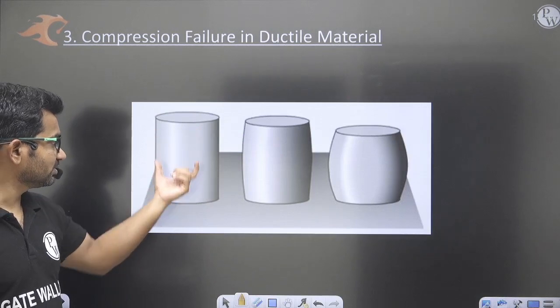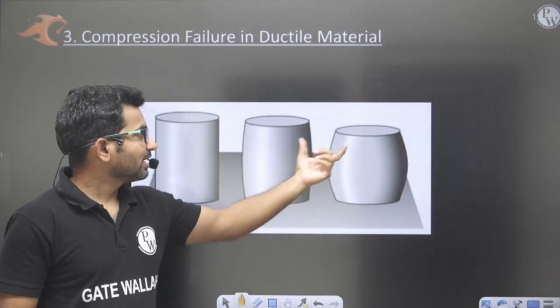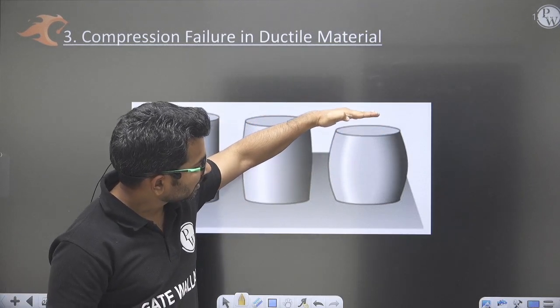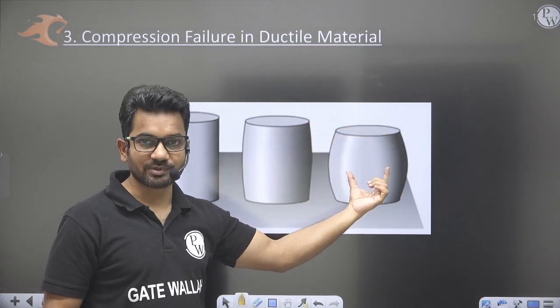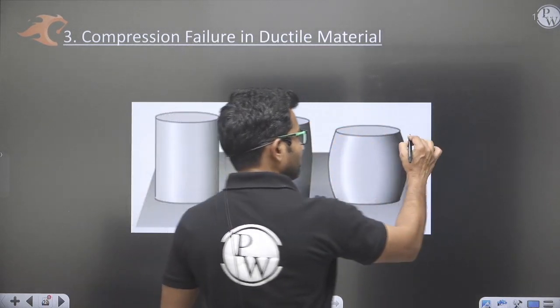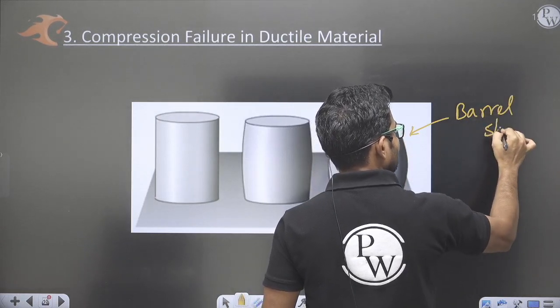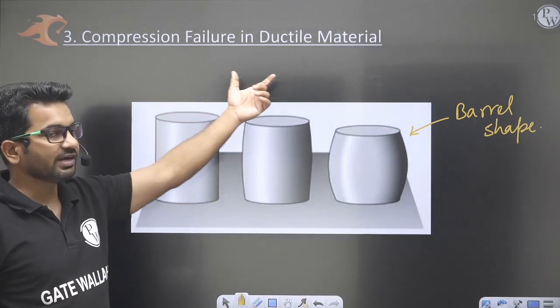So this is the original specimen. After some loading, it forms like this. After increasing the load further, we'll see more reduction in longitudinal direction and more increase in the lateral dimensions, okay. So this type of shape is called barrel shape. So this is the third type of failure, compression failure in ductile material.